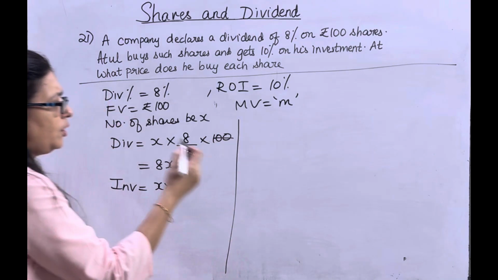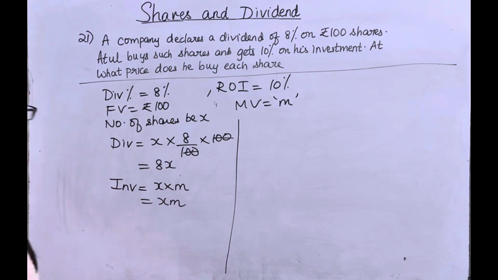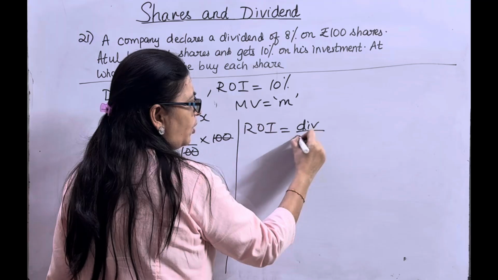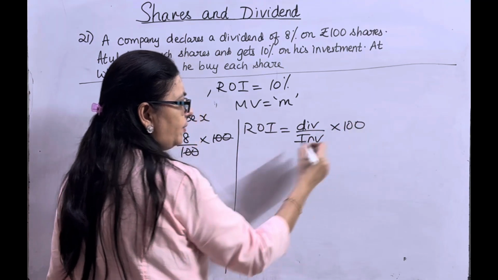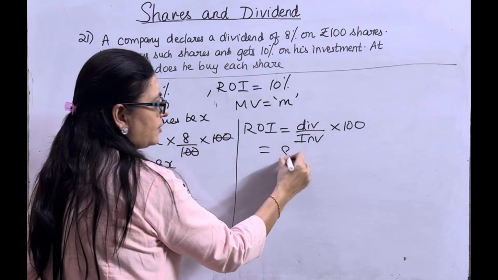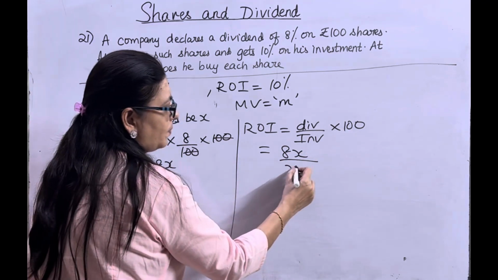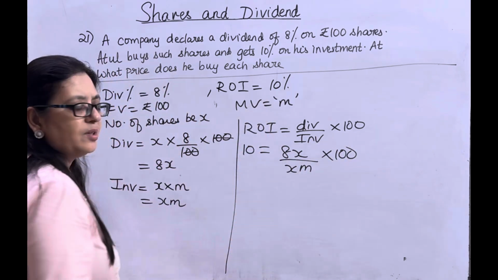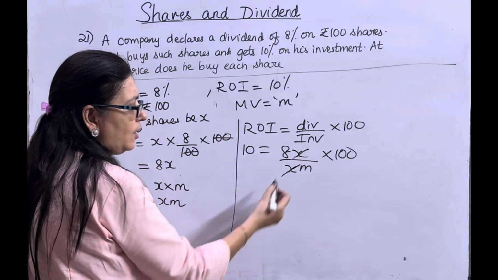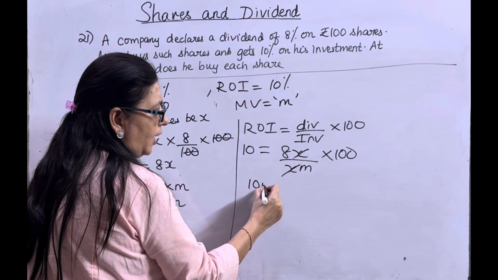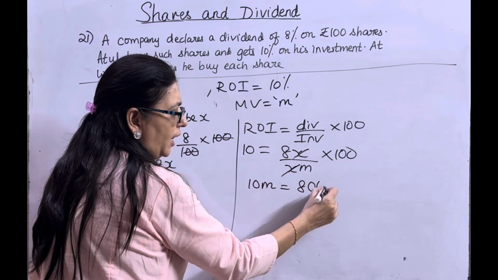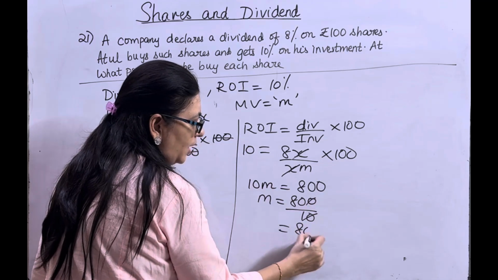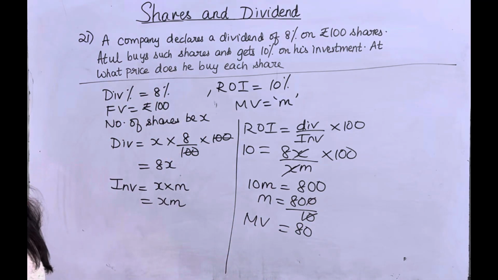Now use return on investment. The ROI formula is dividend upon investment times 100, right? So what is the dividend? Dividend is 8x upon investment xM, times 100. And what is the rate of return given? 10%, so it is 10. x and x get cancelled. Now cross multiply. 10M is equal to 8 into 100, 800. So M is equal to 800 divided by 10, which is 80. So the market value is rupees 80.